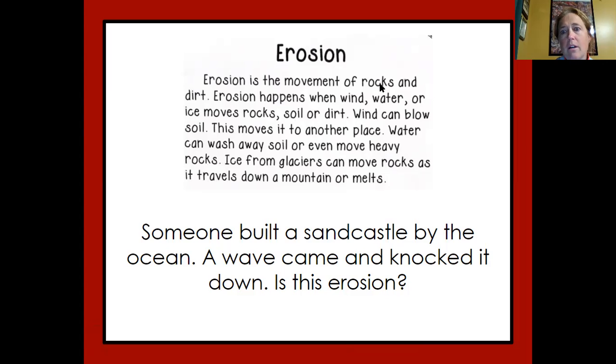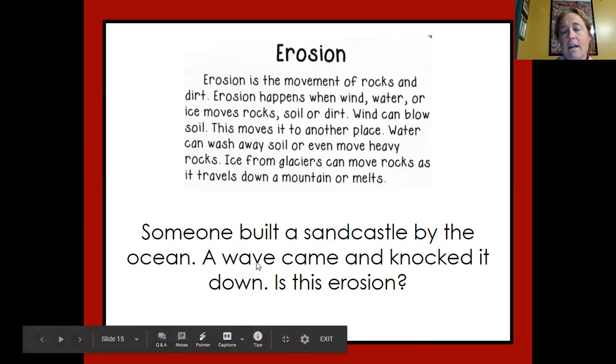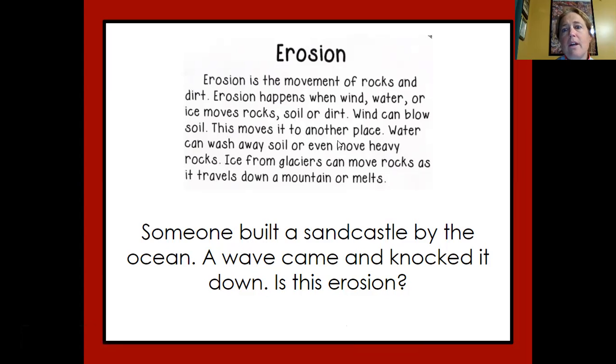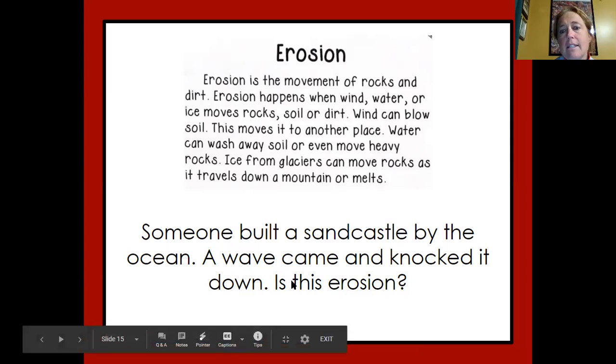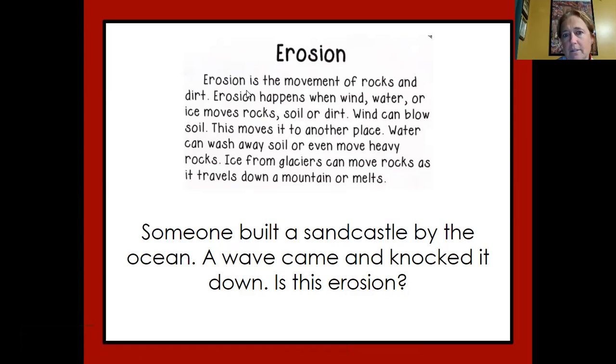Okay, so we have water, because the wave came and knocked it down. And then it says this moves it to another place. Okay, well, when the wave goes back out, we've seen that it takes sand, rocks, things like that with it, seashells, all of those things go with the wave when it goes back out into the ocean. So yes, a sandcastle being knocked down is a type of erosion.